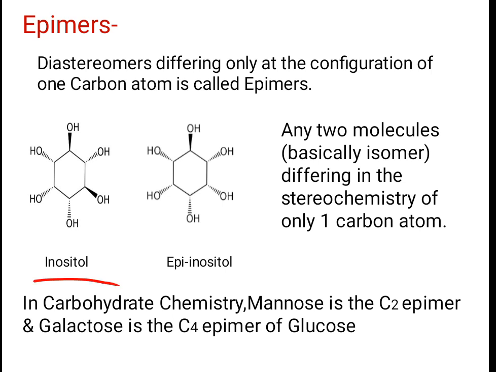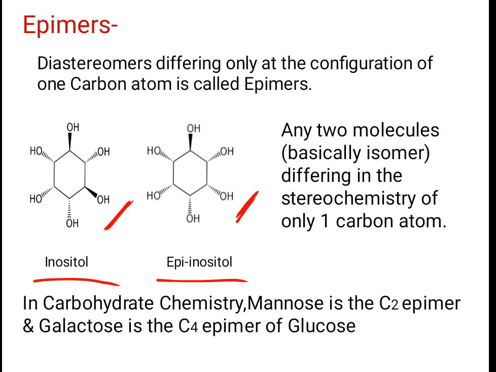Now see the structure of inositol and epi-inositol. Here you can see that if you just start numbering with 1, 2, 3, the OH group of the third carbon atom, in case of inositol, was in the front, and in case of epi-inositol, this is in the back. That means there is only a difference in the configuration of one carbon atom. That's why these are epimers.